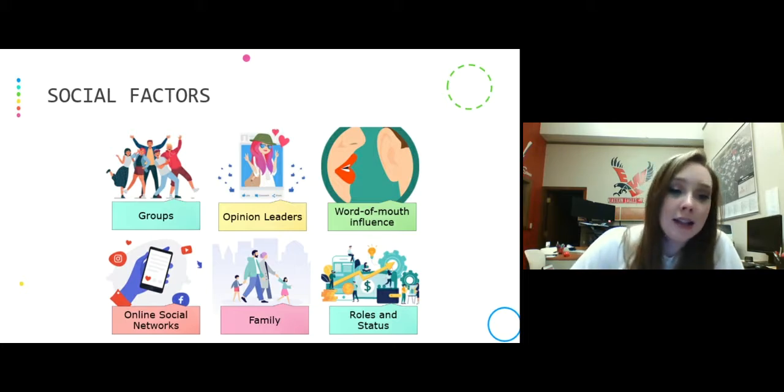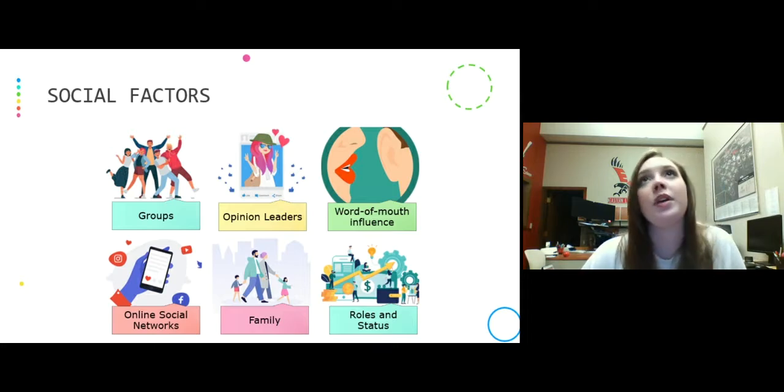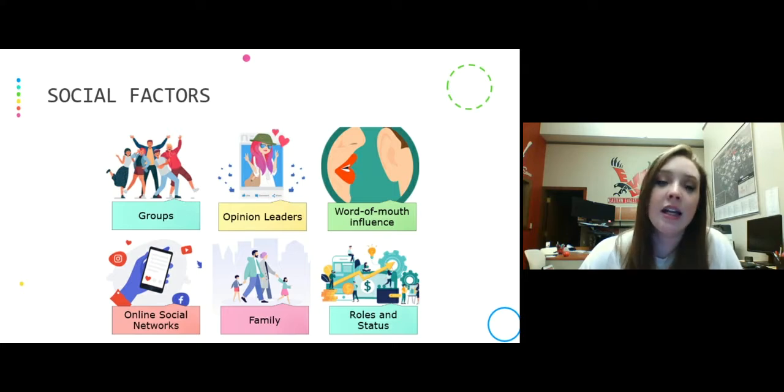And lastly, a person's position in each group can be defined by a role or status, and people choose products appropriate to their roles and status. What that means is it goes back to our social class or economic standing in society, but it also comes down to our role in society as well.